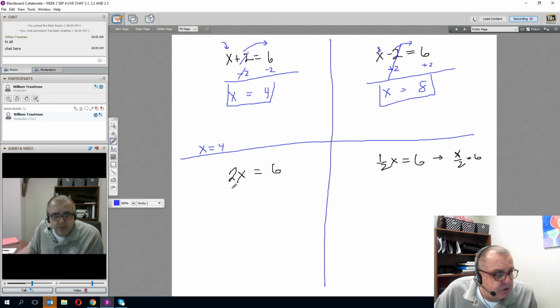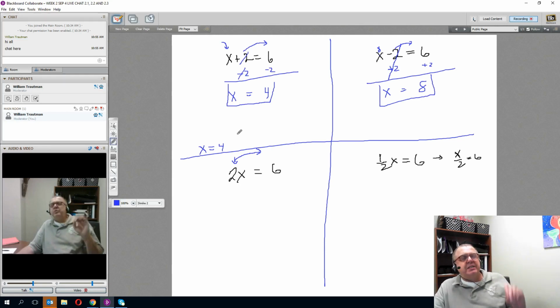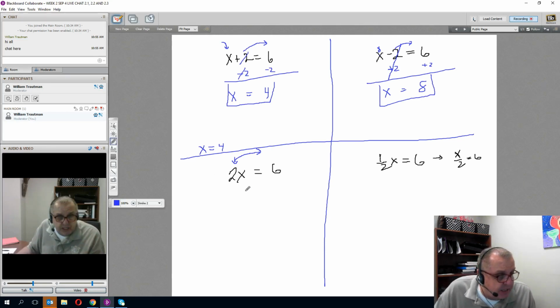Okay, the bottom 2 now. This is 2 times x equals 6. 2x equals 6 is 2 times x. Well, I need to get rid of the 2 to the other side. What is the 2 doing to the x? It's multiplying. The opposite of multiply is divide. So I divide both sides by 2.